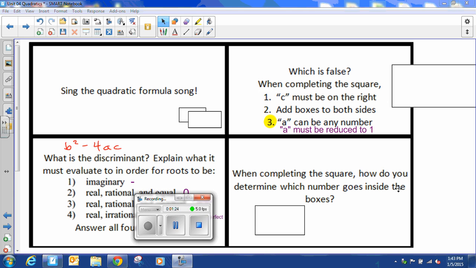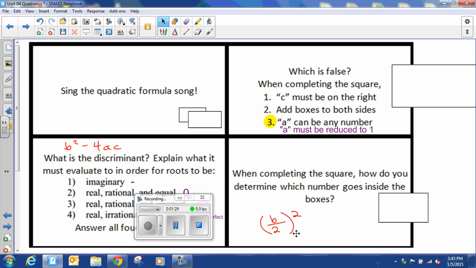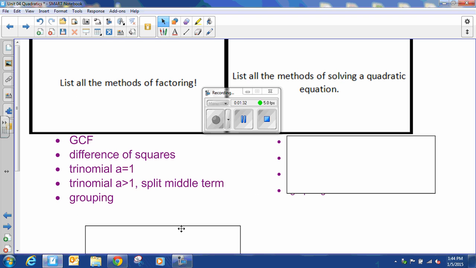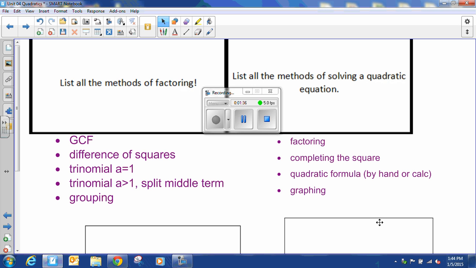When completing the square, how do you determine which number goes inside the boxes? b over 2 squared. What are all the methods of factoring? There they are. And all the methods of solving a quadratic equation? There they are.